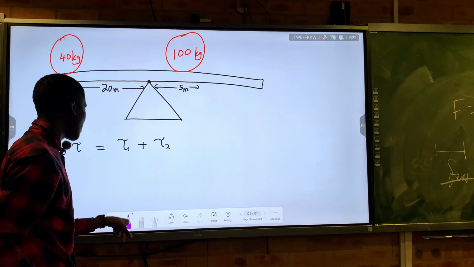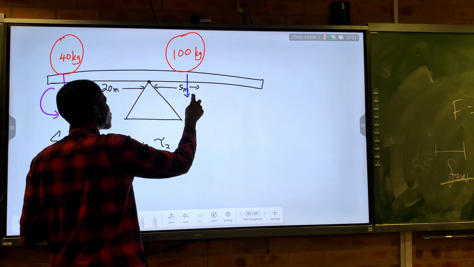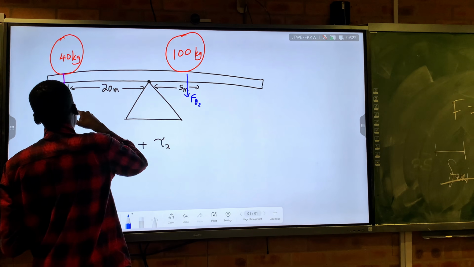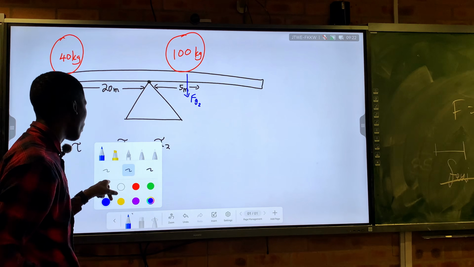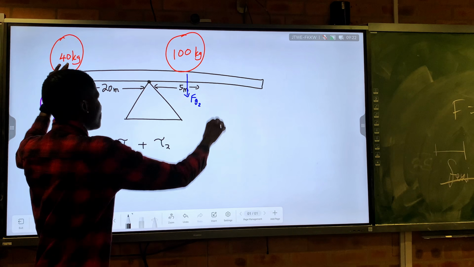But this other one, if we consider this object has a mass, so it is causing a certain gravitational force, Fg2. It will cause the object to rotate in what? To this object to rotate.